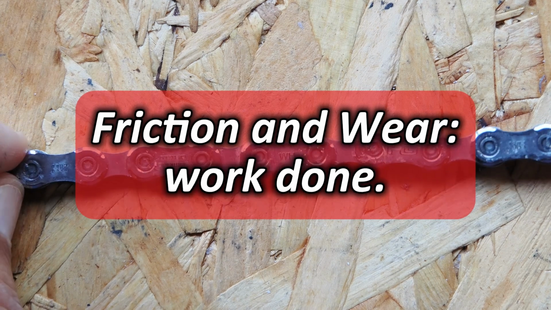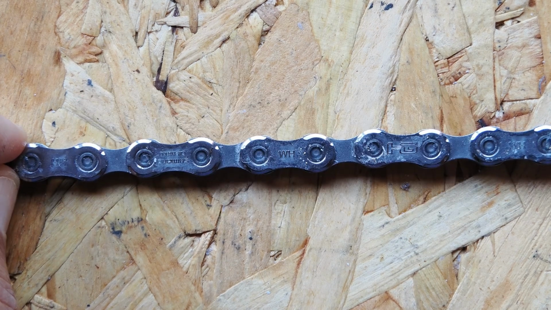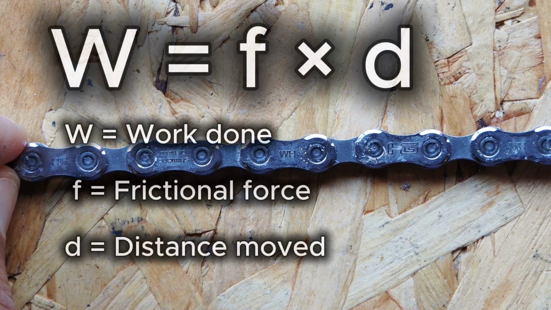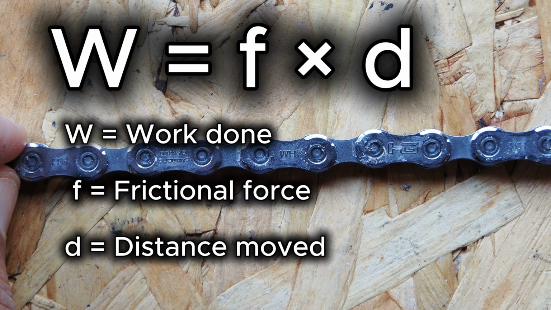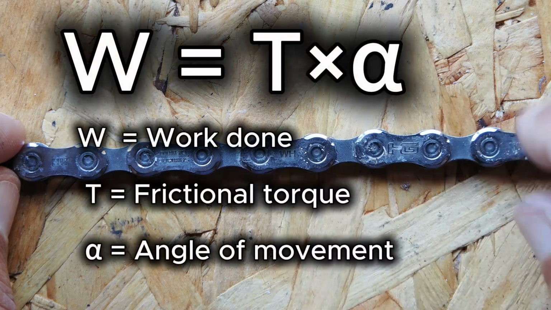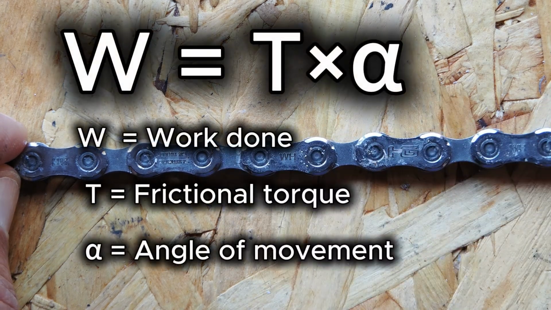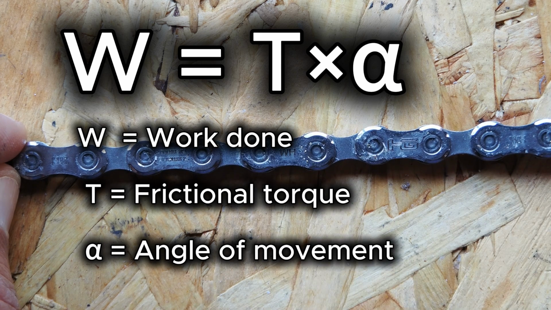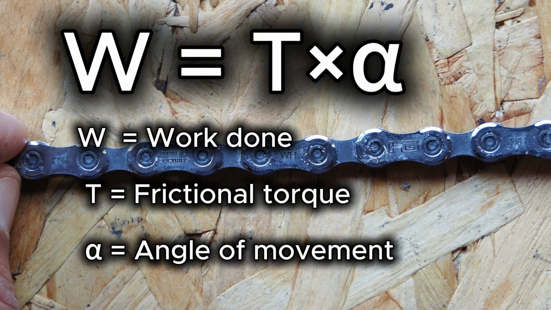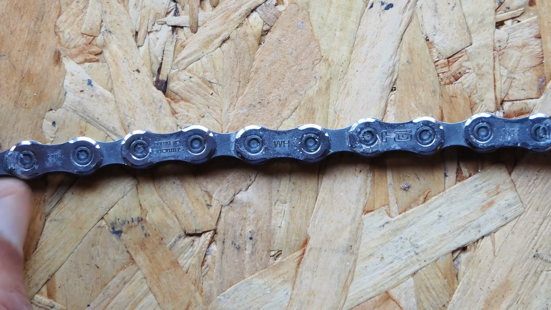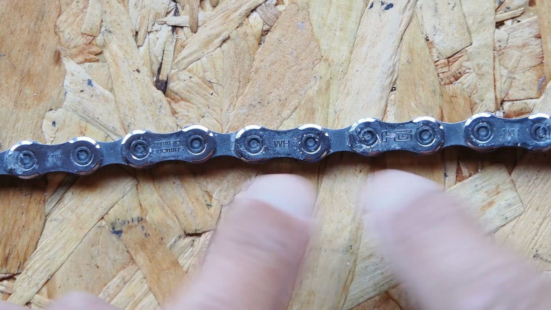I now need to move on to the concept of work done. In this case, the work done relates to the frictional losses in the chain. In classical mechanics, the work done is the product of the force and the distance through which that force moves. Or in rotational terms, the product of the frictional torque and the angle through which that frictional torque moves. As the chain is used, work is done by the frictional forces and the movement of that chain, and those are the frictional losses that the chain absorbs. It's those frictional losses that we want to minimize.